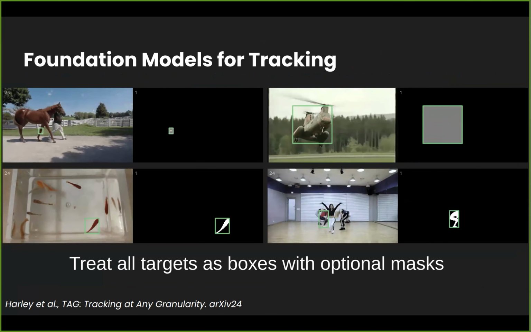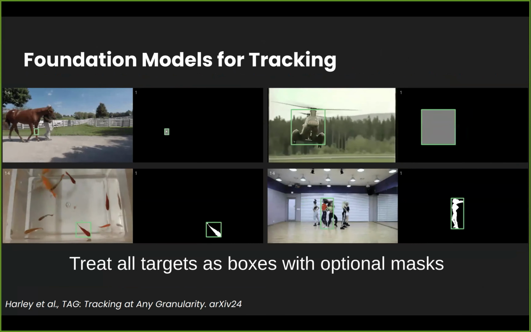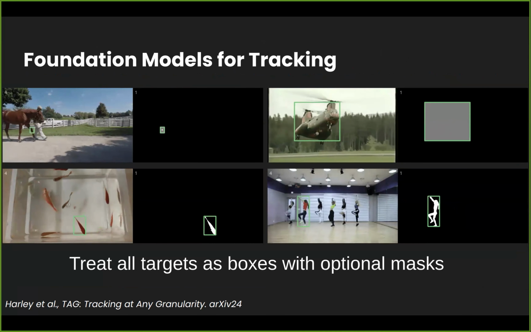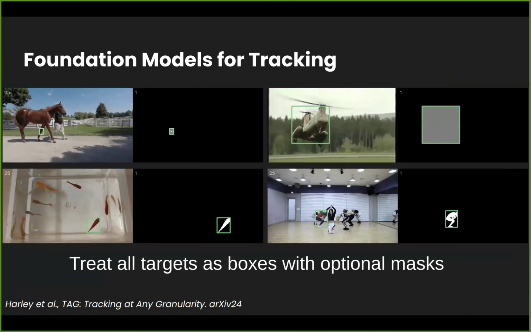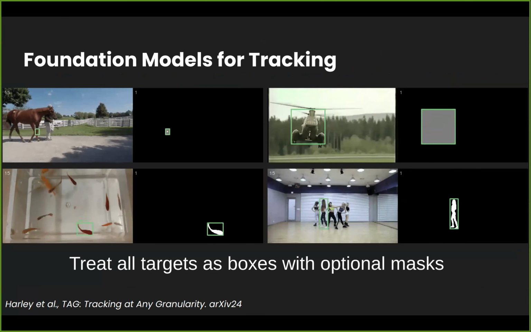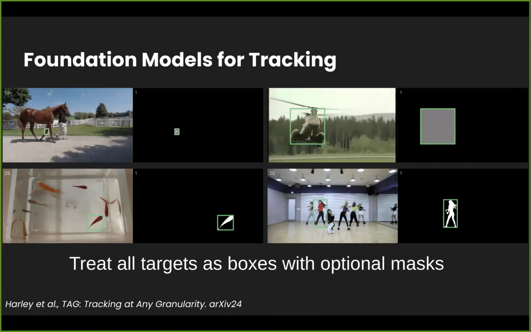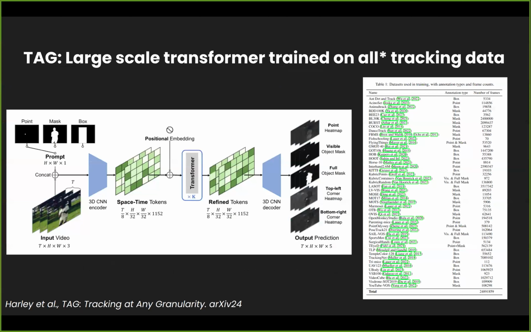And the key idea is basically that we treat all targets as boxes with optional masks. And we see here input videos and the corresponding ground truth next to them. And basically the way it works is, at its core, TAG is just a massive transformer. So for this method, we went with a tried and tested recipe of deep learning, which is we simplify the architecture, we operate directly on the pixels, which we expect to solve some of the issues that I mentioned.